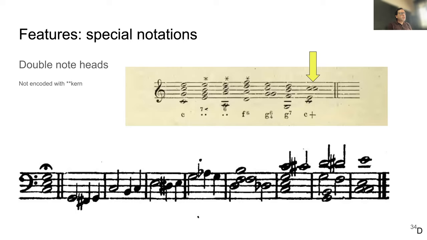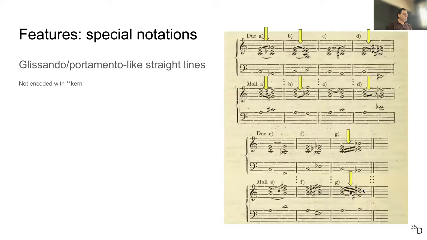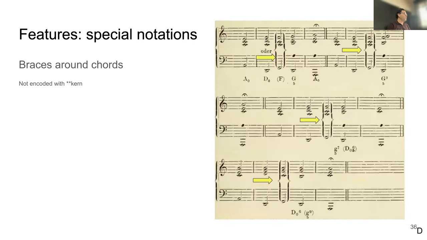Well, there are special notations that we cannot encode in kern, and there are many of them in the corpus. For example, you can see here this double whole note or these kind of things here. In the book, there are many portamento-like lines like this here that cannot be encoded in kern to talk about harmonic things. You can encode in kern the portamento, but not for this purpose. Or something more strange that is important for the books is this kind of braces around chords, as you can see here.